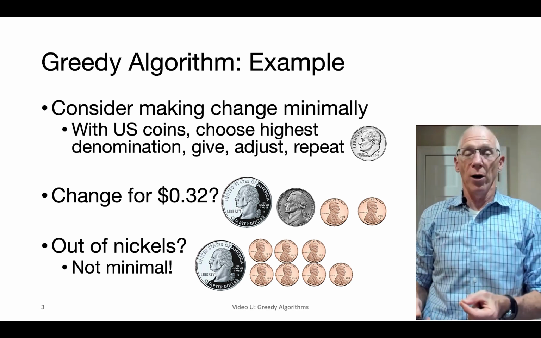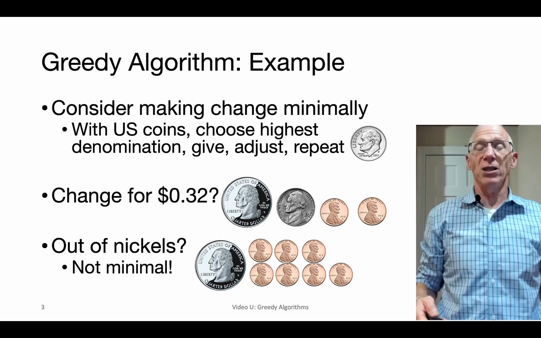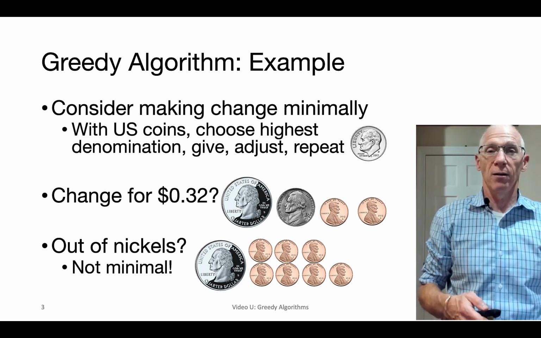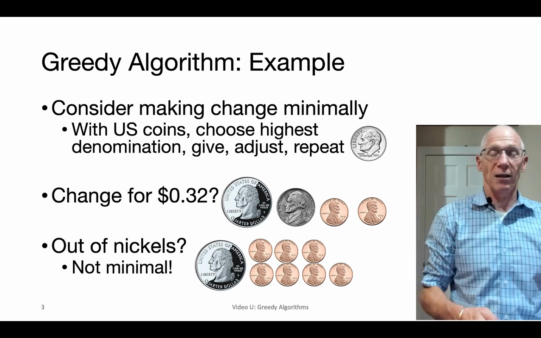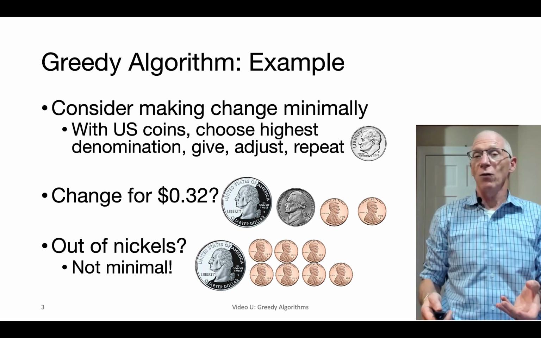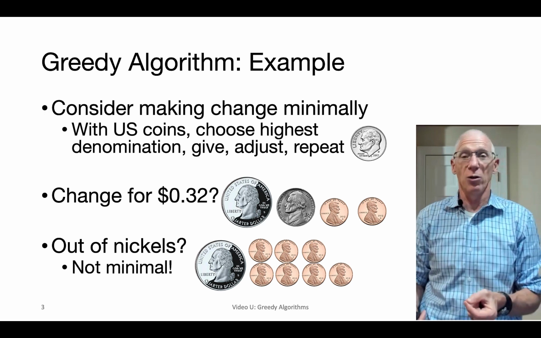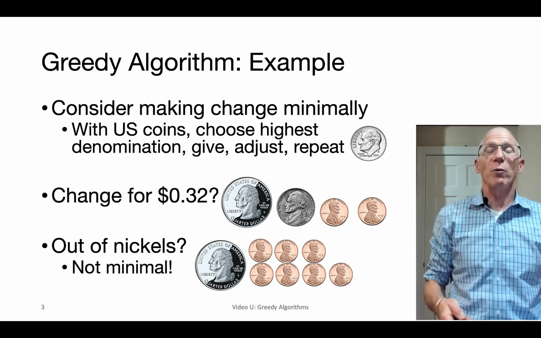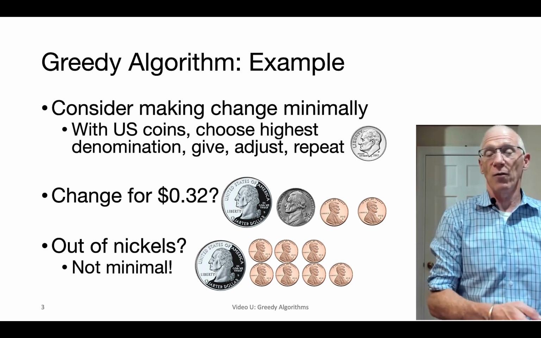And with US coins, and in the coinage system of many countries, the greedy algorithm says to make change with the fewest coins possible, simply take the largest denomination coin and then see how much change you still have to make and continue taking the largest denomination coin. So for example, if we are going to make change for 32 cents and we have quarters, dimes, nickels, and pennies, as we do in the United States, then first we choose the largest coin. That's a quarter. We would need to make change for 7 more cents after taking 25 away from 32.